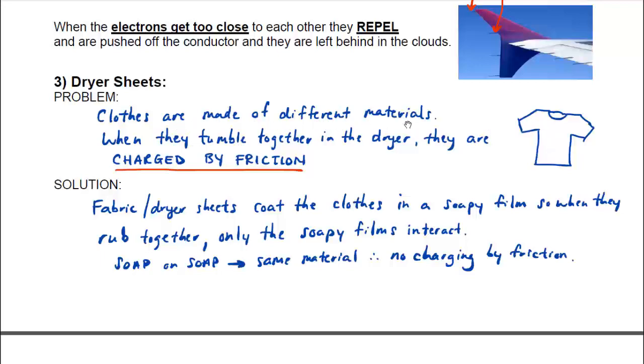So as they tumble and they rub together in the dryer, you're going to have some materials steal electrons and become negative, and then the other materials are going to lose their electrons and become positive. As soon as they are oppositely charged, they stick together. So your negative t-shirt is attached to your positive sock, or vice versa, whichever it is, depending on the materials.